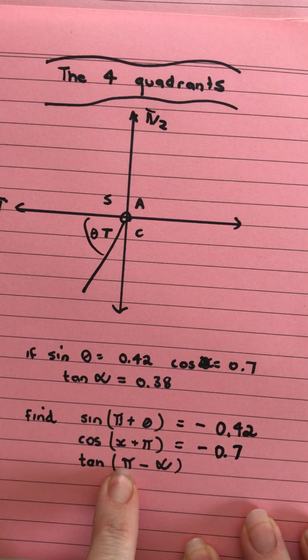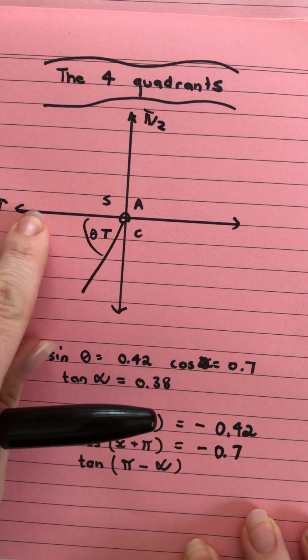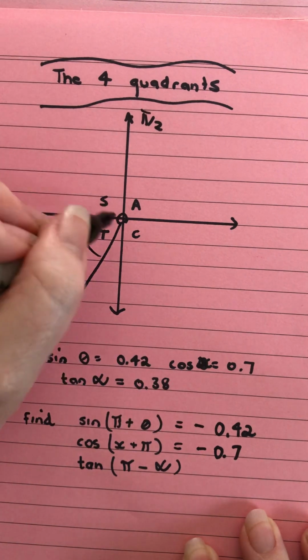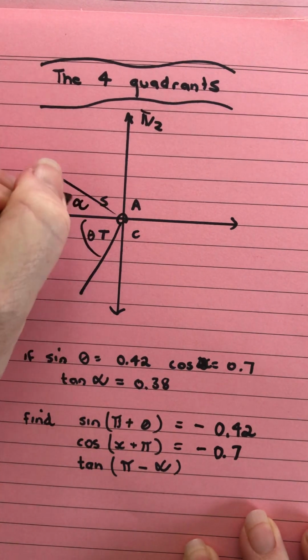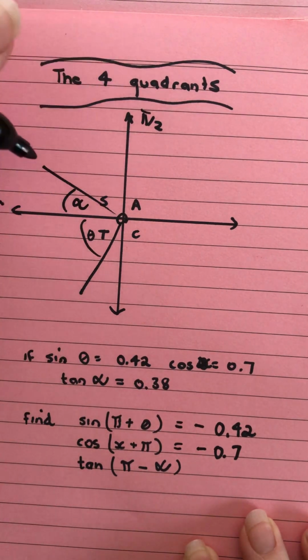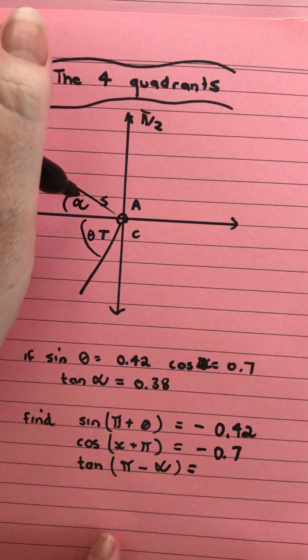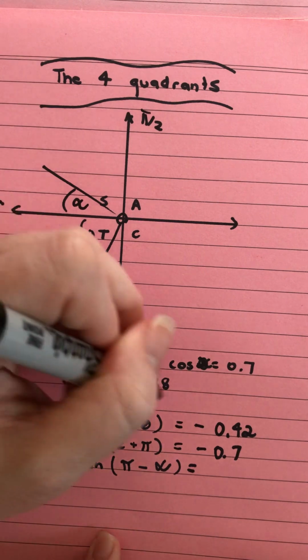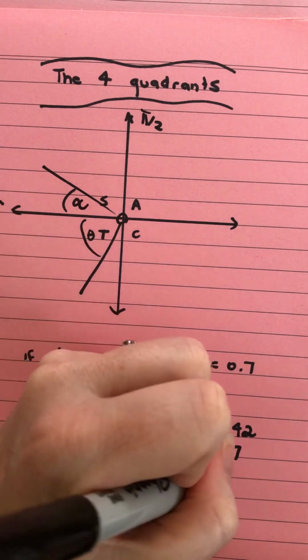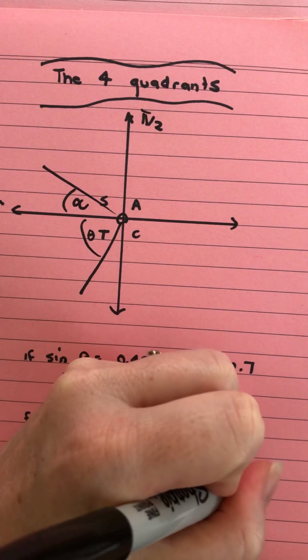Then here we've got pi take away alpha. So we're at pi, but then we're going back alpha. So we can put our little alpha there. So we know that in that quadrant, tan is negative. So we look at what our value was in the first quadrant, which is 0.38, and we write negative 0.38.